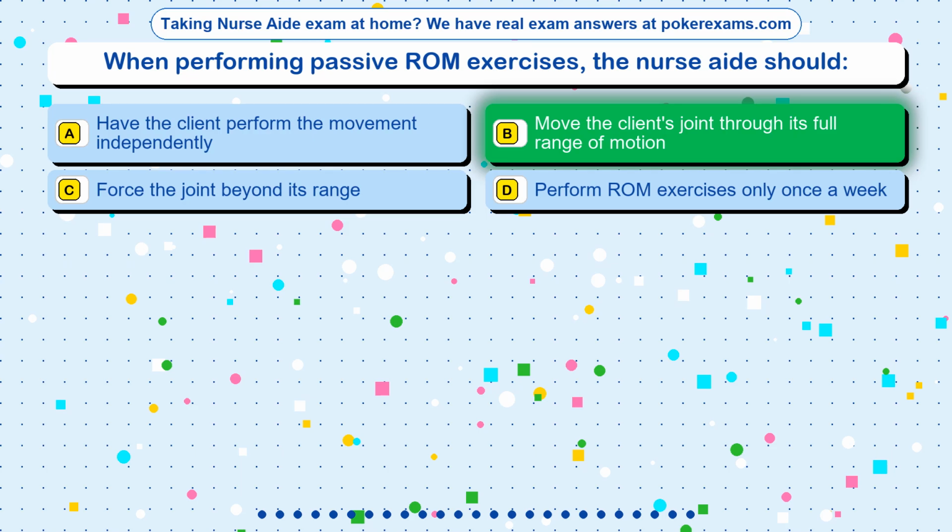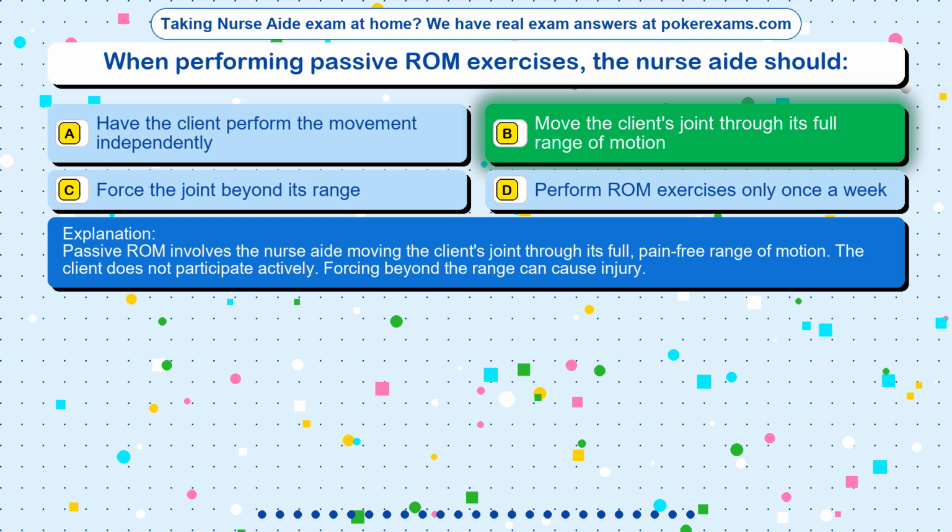The correct answer is option B. Move the client's joint through its full range of motion. Passive ROM involves the nurse aide moving the client's joint through its full, pain-free range of motion. The client does not participate actively. Forcing beyond the range can cause injury.